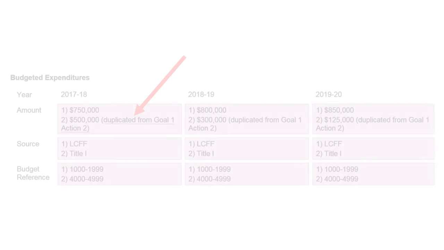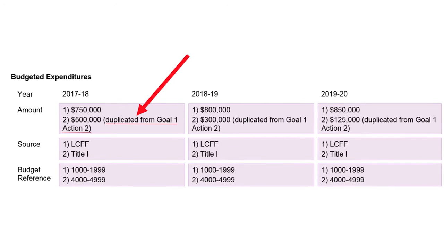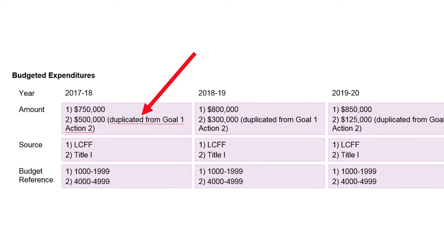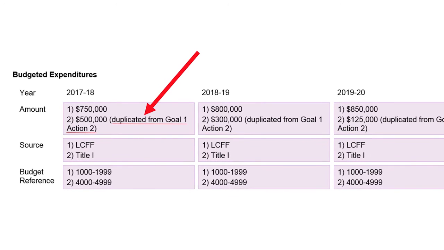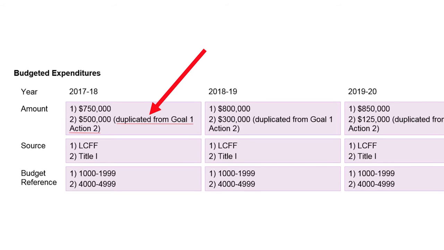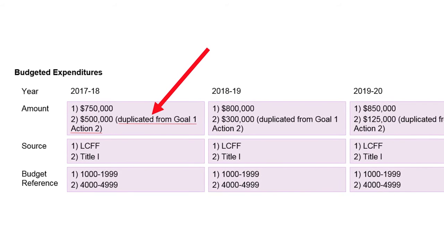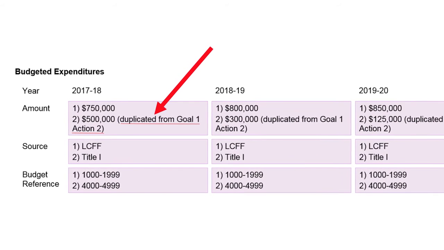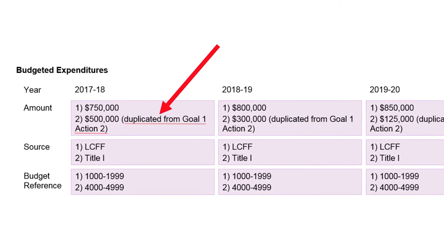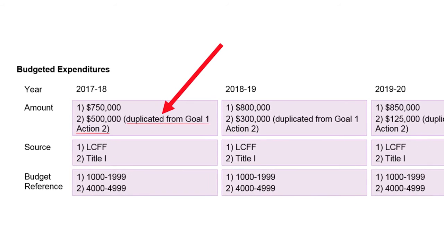Sometimes an expenditure will be associated with more than one action in an LCAP. When this occurs, please remember to indicate that the expenditure is duplicated and include a reference to the goal and action where the expenditure first appears in the LCAP. Without accurate documentation, adding up all of the budgeted expenditures in an LCAP would result in an inaccurate amount. The example on your screen shows that when an action has more than one expenditure, the information can be numbered to correlate amounts with source and budget reference.